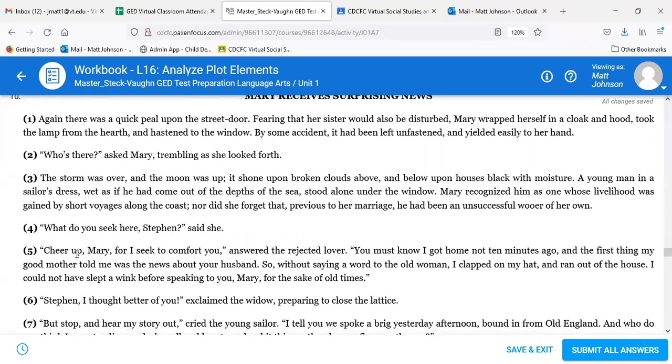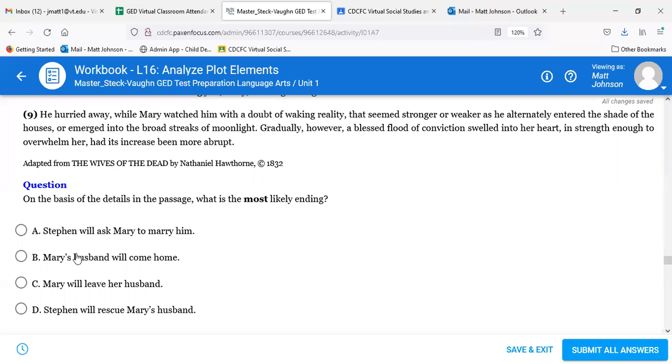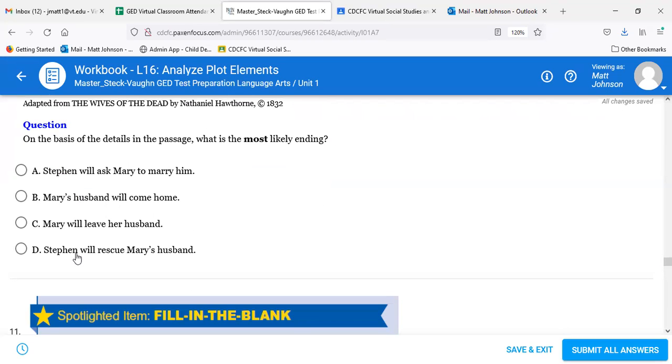All right, and 10, Christiana, you want to read number 10 for us? Okay, number 10, based on the details in the passage, what is the most likely ending? A, Stephen will ask Mary to marry him. B, Mary's husband will come back. C, Mary will leave her husband. And D, Stephen will rescue Mary's husband.